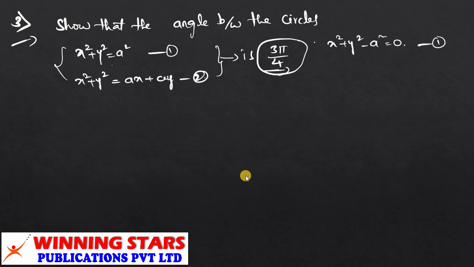We'll call that the first equation. Now the second one is x square plus y square minus ax minus ay is equal to 0. We'll call that the second equation.